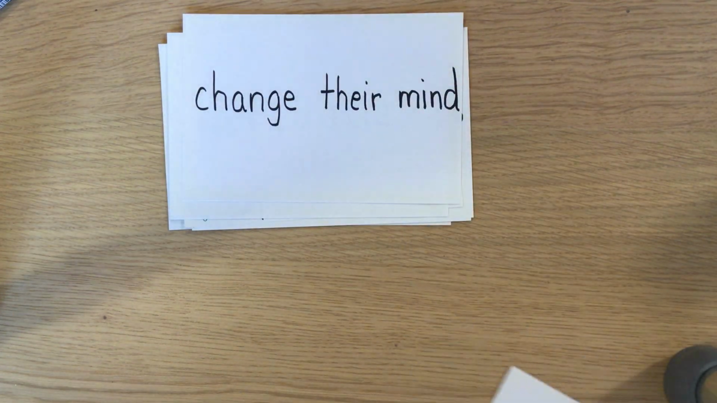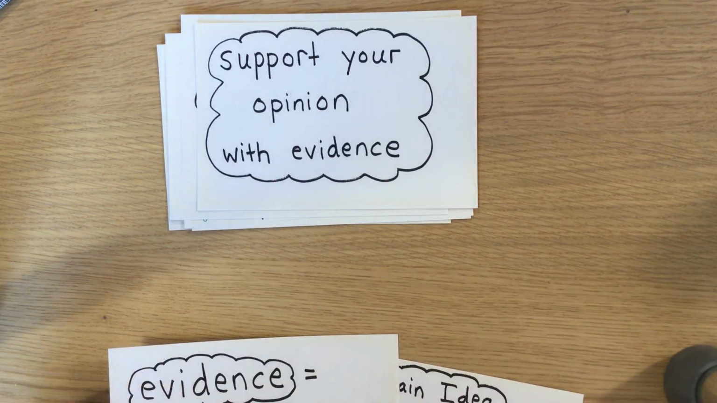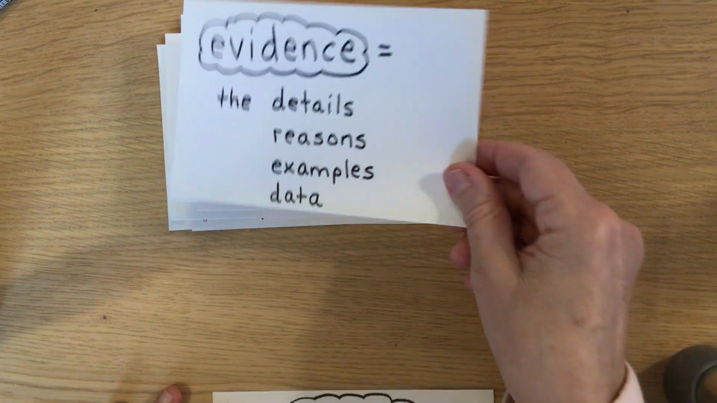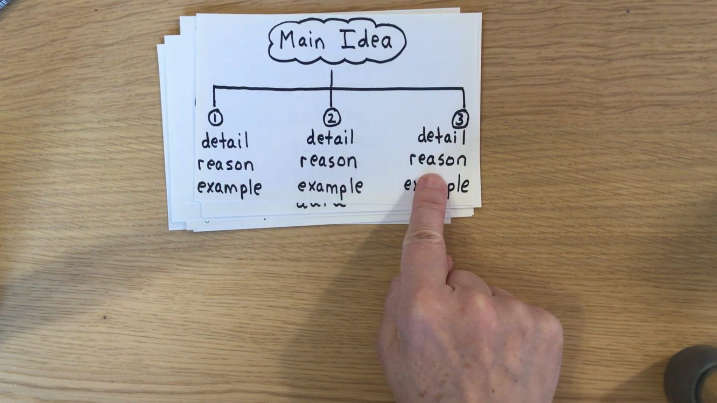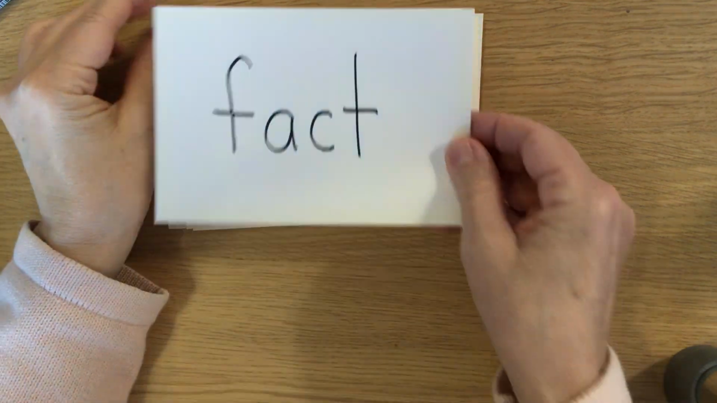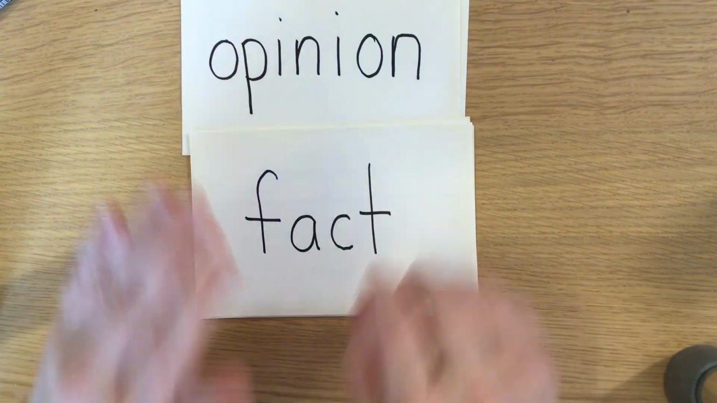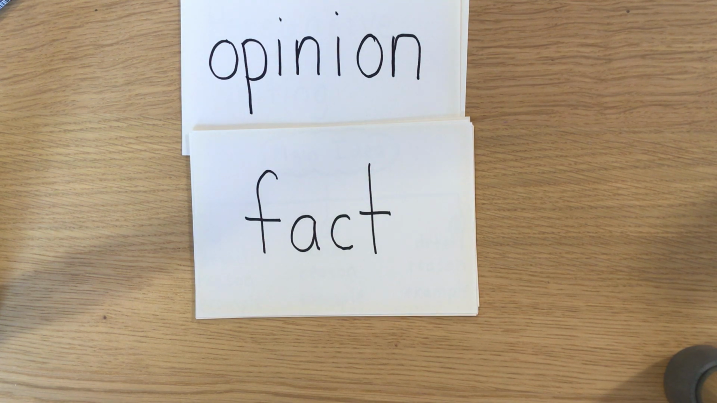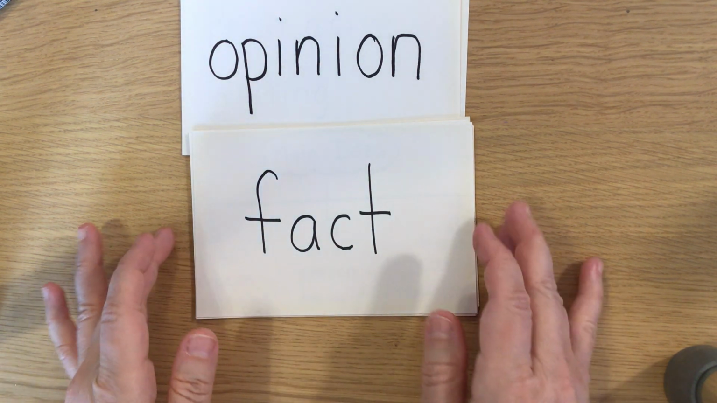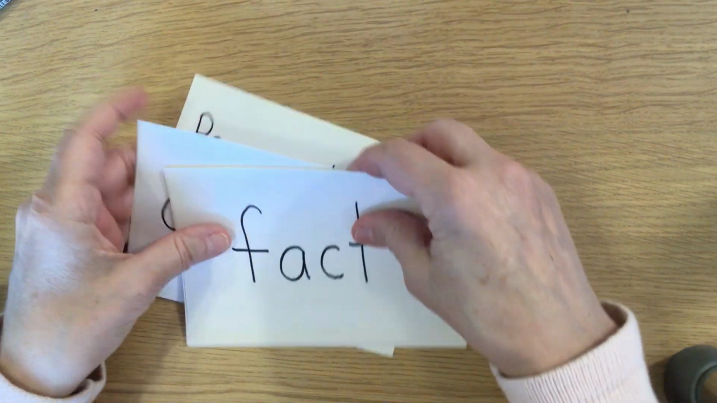change their mind. And whether or not we can do that depends on if we support our opinion with evidence. And the evidence gives our reasons. And we support our reasons with examples and with data. And data are facts. When we can support our opinion with facts, it will be really hard for someone to argue with us or disagree with us, and we will have a better chance of being persuasive and getting them to change their mind. Okay, that's it for today.